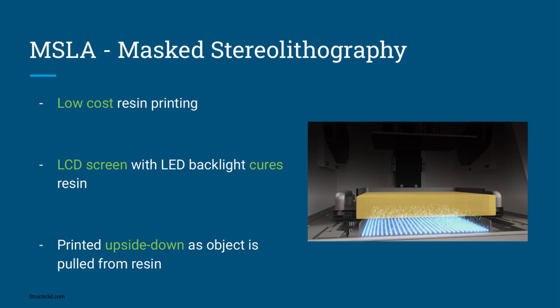So on this image on the right hand side, you can see this grid of LEDs that shines up through an LCD screen. So the LED backlight shines through the LCD screen, which masks out certain parts so the light can go through one part and the light cannot come through another part of the LCD screen, and that selectively shows the layer that the printer wants to cure.